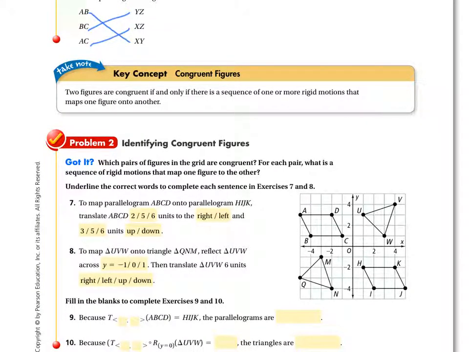Okay, good. Just checking. All right, so key concept. Two figures are congruent if and only if there is a sequence of one or more rigid motions that maps one figure onto the other. So there's that same definition. That's all you're working with today.